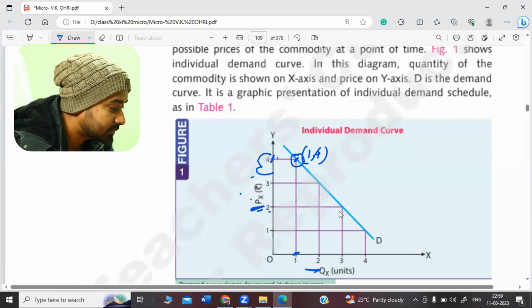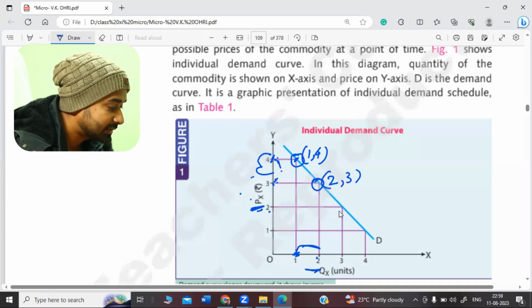Now the price decreases from 4 to 3, so demand will increase from 1 to 2, because of the negative relation. Price decreases, so demand will increase, so the point is here. So on the x-axis 2, 3, right?